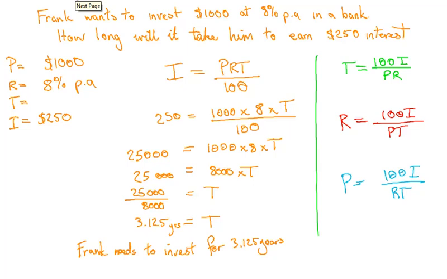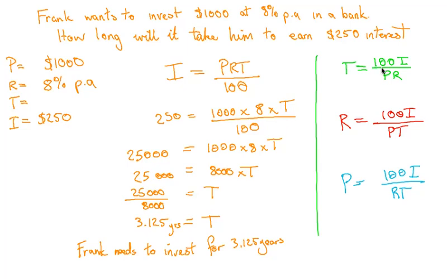Important thing to note is we could have manipulated the formula to have t isolated from the start. So if we're looking for time, we can use this green formula here. If we're looking for the rate, then we can use the red formula. And if we're looking for principal, we can use the blue formula. And if you're looking for the interest, you just use the normal formula.